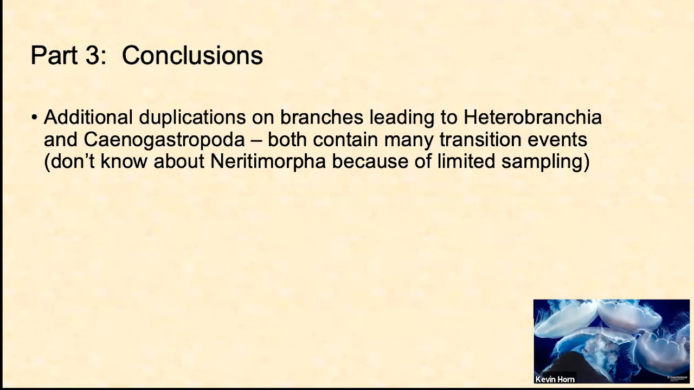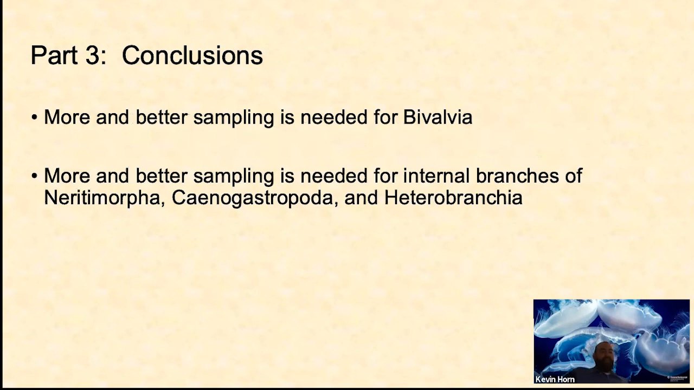So, conclusions: additional duplications on the branches leading to Heterobranchia and Cenogastropoda, which are both groups that contain many transition events. Overall, more and better sampling is needed, definitely for bivalves, but also for those three gastropod groups, the Cenogastropoda, Heterobranchia, and Neridomorpha. It'd be great to do more sampling. If anyone wants to pay for some collection and genome sequencing, let me know.